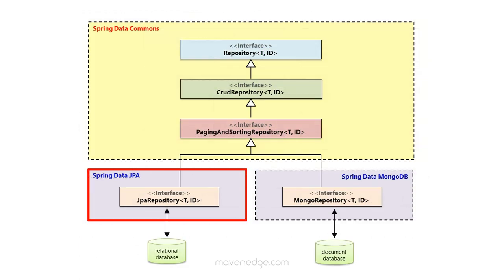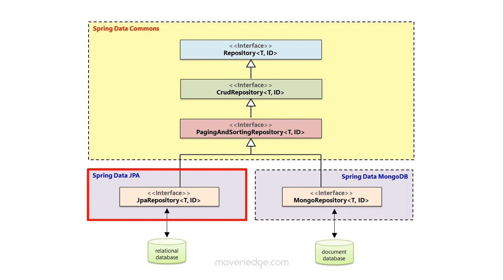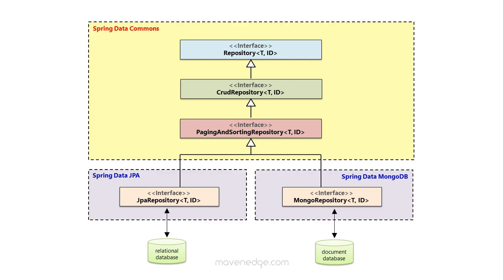Just like the Spring Data JPA, which provides JPA persistence against a relational database, we have another project called Spring Data MongoDB, which provides persistence to a Mongo document database. And just like the Spring Data JPA, the Spring Data MongoDB is also built on top of the Spring Data Commons. And again, just like we get the JPA repository with Spring Data JPA, we get the Mongo repository with Spring Data MongoDB, which again, just like the JPA repository, also extends from the paging and sorting repository from the Spring Data Commons, as we could see here.